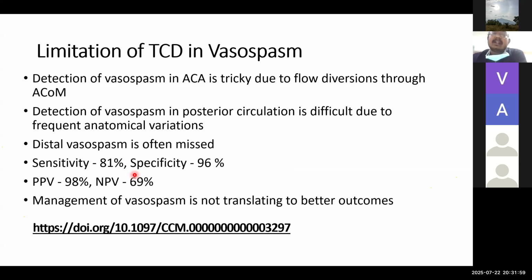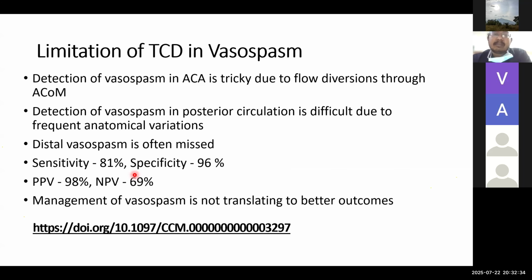And more importantly, a lot of trials have been done, apart from nimodipine, many other therapeutics which are targeted to manage vasospasm. They have not translated to better outcomes. So they have not improved mortality. They have not improved DCI, delayed cerebral ischemia outcomes. So that is why they feel nowadays vasospasm is not the game changer. But still, if it is severe enough, it actually causes ischemia and infarcts, which is terrible.